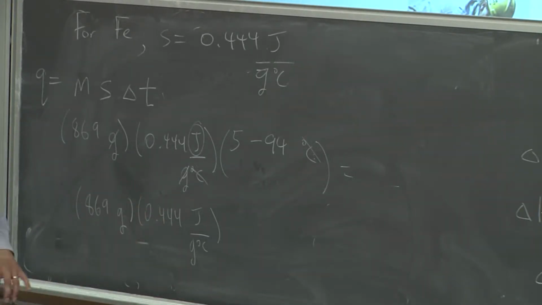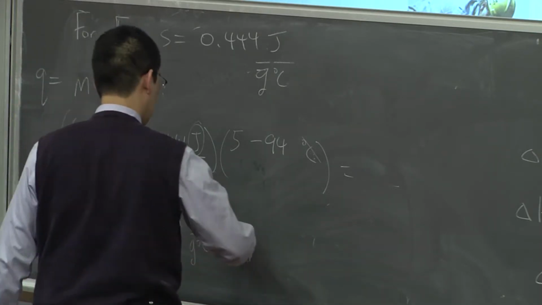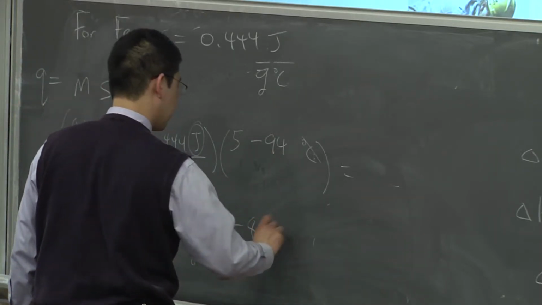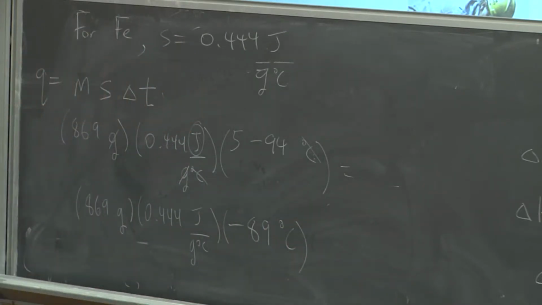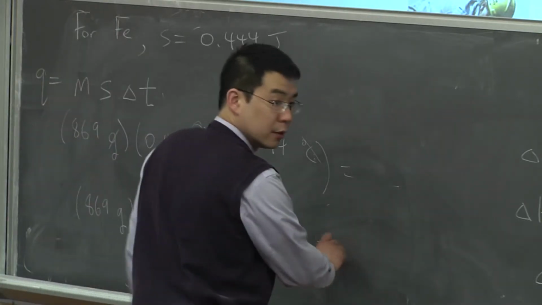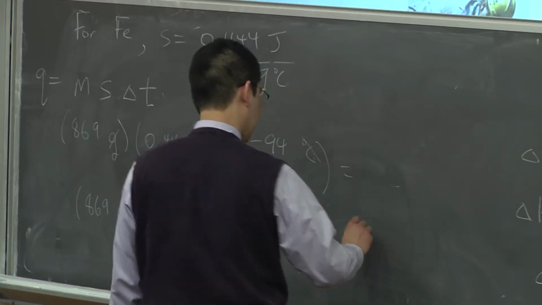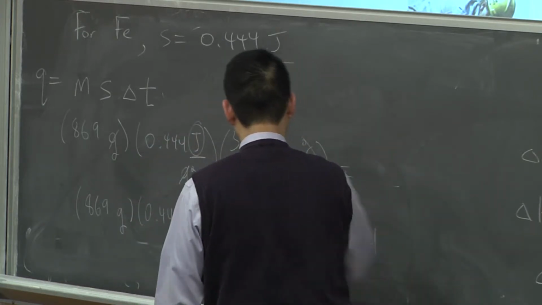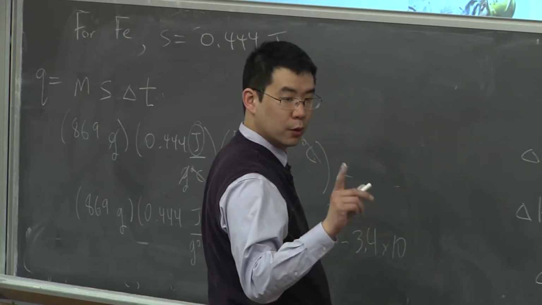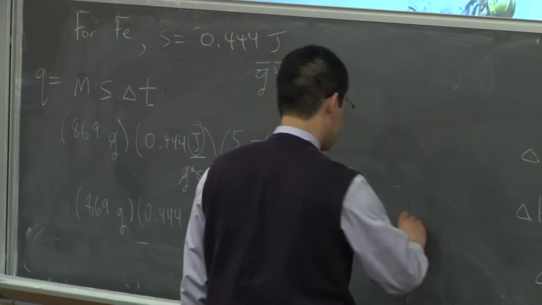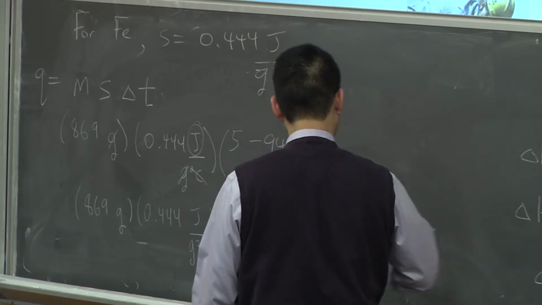S is always going to be positive. And so what's negative here? Delta T is negative because the temperature is going down. When we put that together, we get negative 3.4, limited by two significant figures, times 10 to the positive fourth joules.